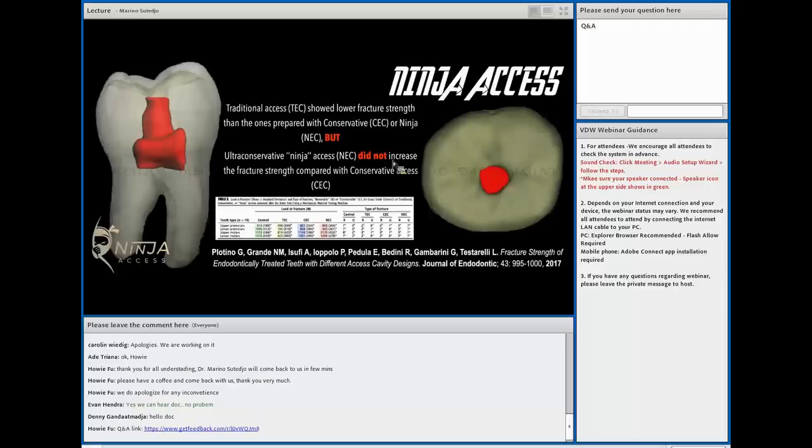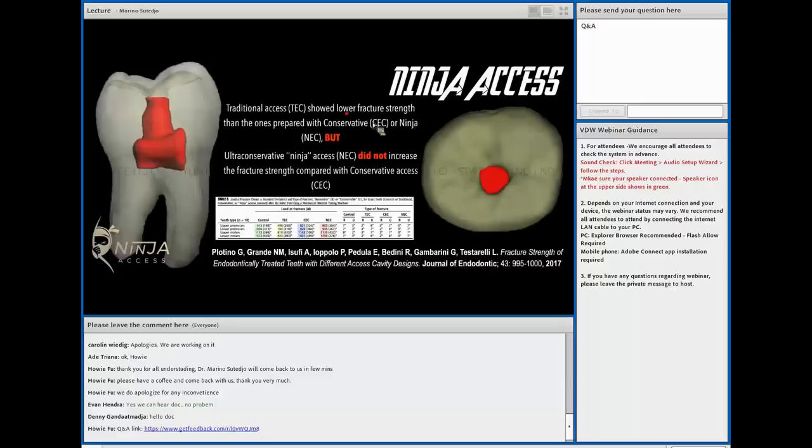And now, how about ninja access? Ninja access is like a tiny hole in the tooth, where sometimes people just create a hole and put some instrumentation in there. A good paper about this ninja access is from Nick Grandi and Gianluca Protino and his team in the Journal of Endodontics. We need to believe that the traditional endodontic access cavity showed lower fracture stress. Okay, I agree with that, because the traditional access cavity removes more tooth structure compared to the conservative. But the ultra conservative ninja access did not increase fracture strength compared to conservative.